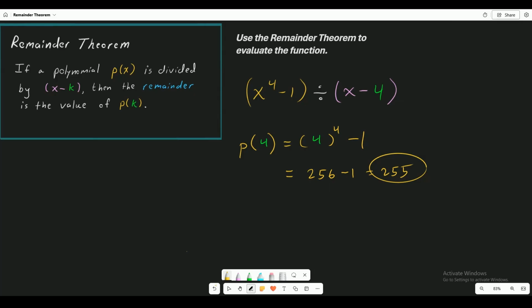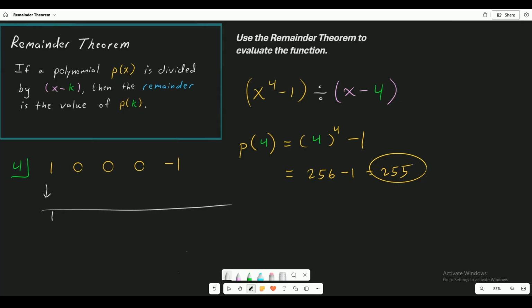So what is the polynomial though? Why don't we find out? Let's do quick synthetic division. This is why I like synthetic division. It's fast. 1, no x cubed term 0, no x squared term 0, no x term 0, and negative 1. So 4, 3, 2, 1, 0. All right, let's do synthetic division real quick.